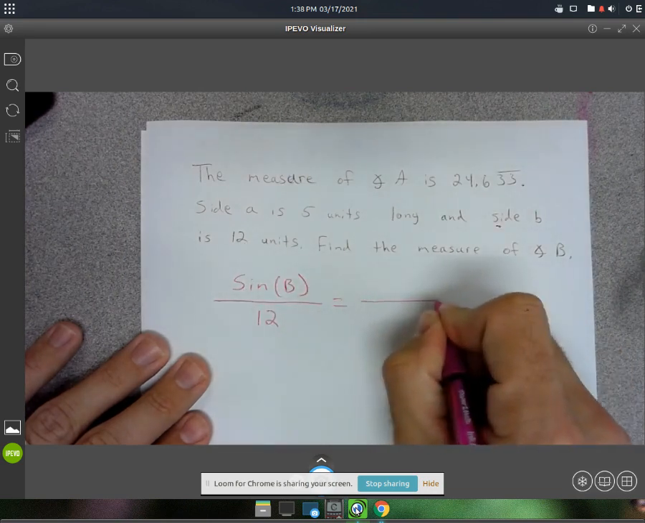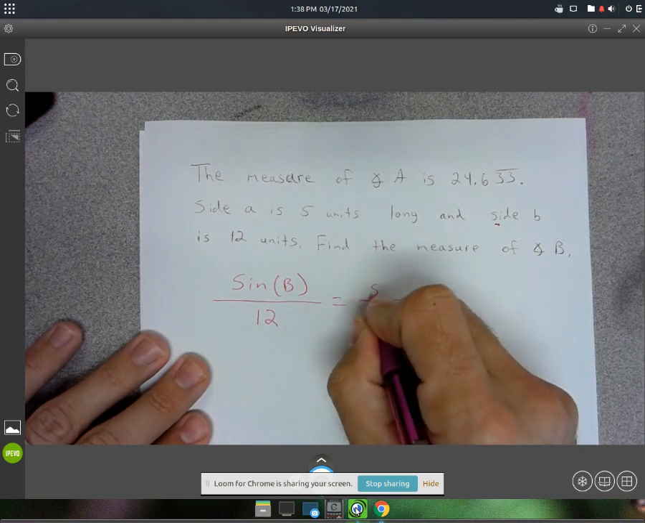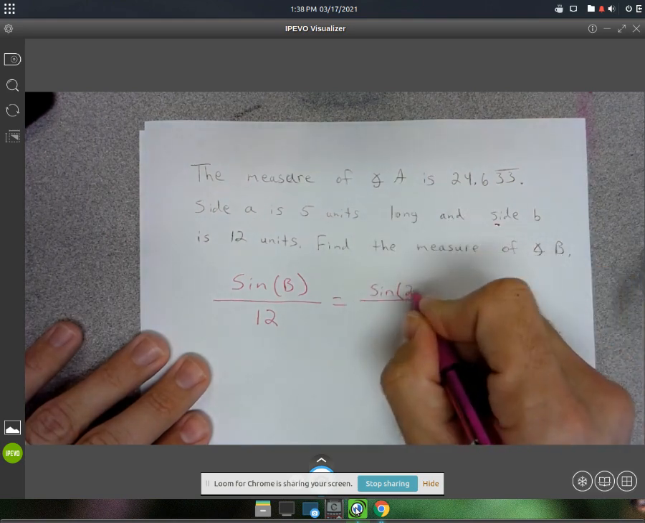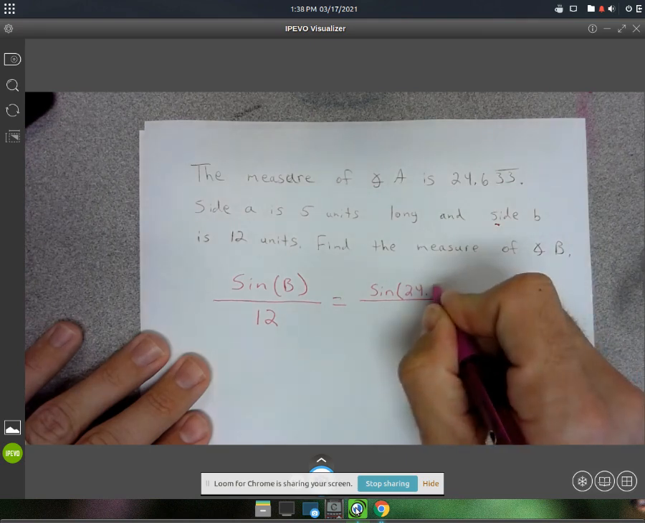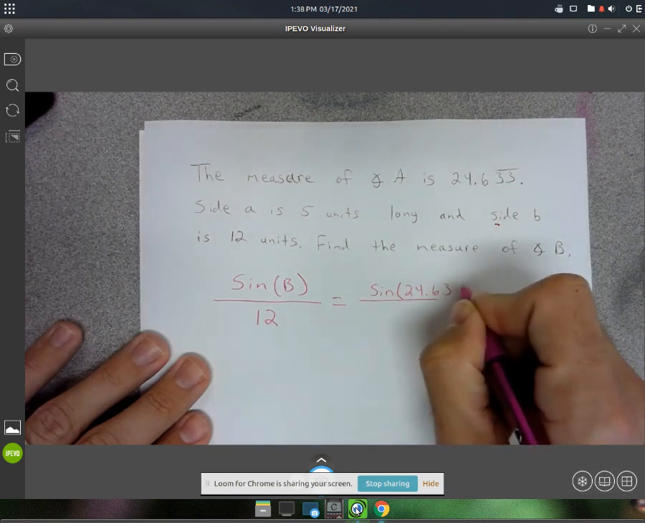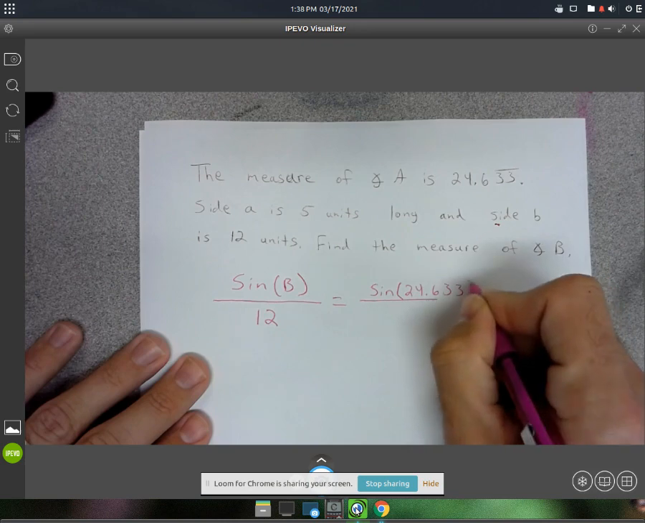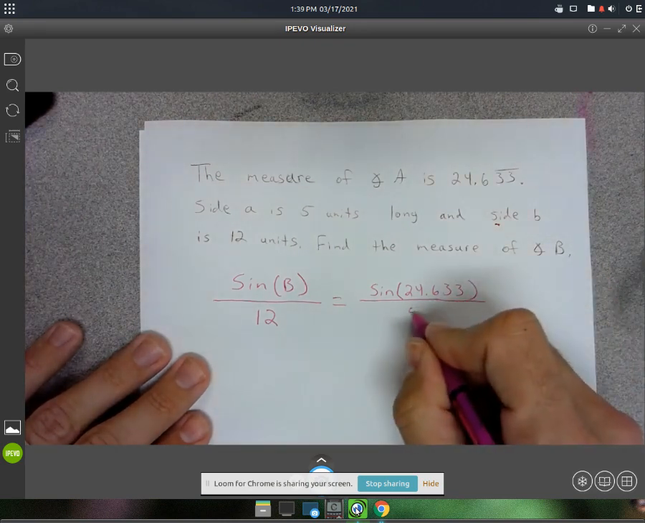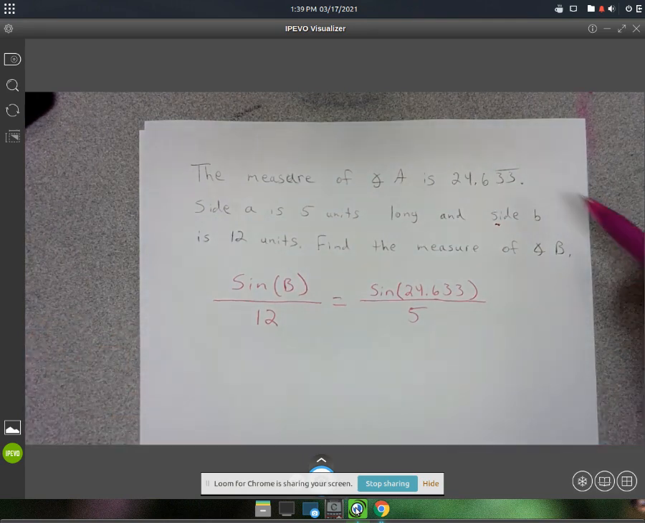And on this side, I'm going to have sine of angle A, which is this 24.63 repeating over 5 units. All right, so these are the ones that would typically kind of throw people for a loop.